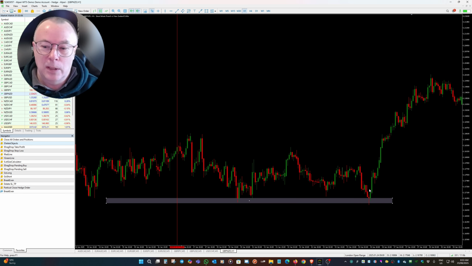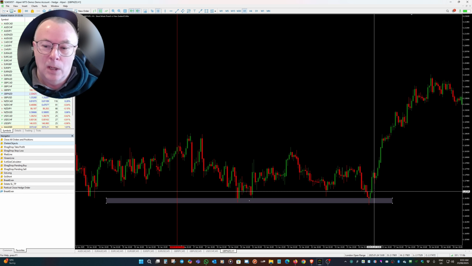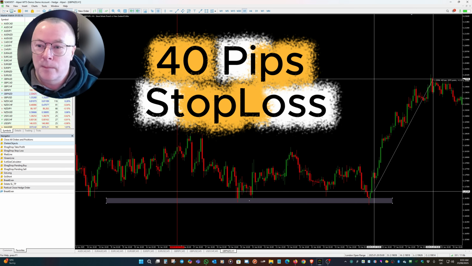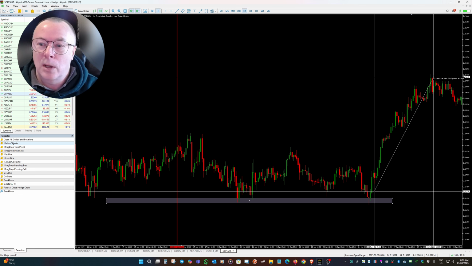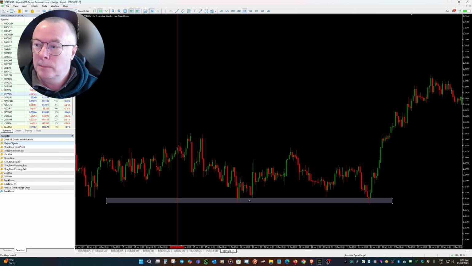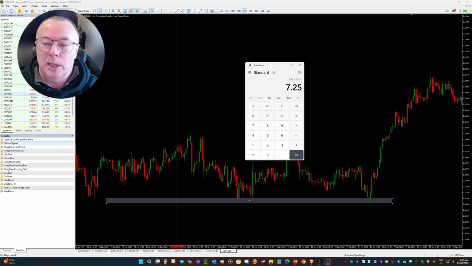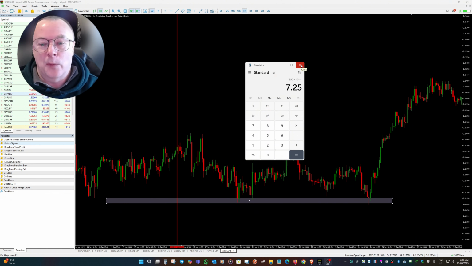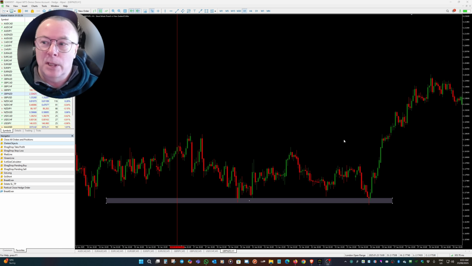If we entered here after this pin candle, after the first green candle even, we're looking at about 40 pips roughly stop loss, and 290 pips was the total gain. So in this particular case, that's given us about 7.25 R on our trade, where we would have actually had about a 3R trade. So just keeping it simple.